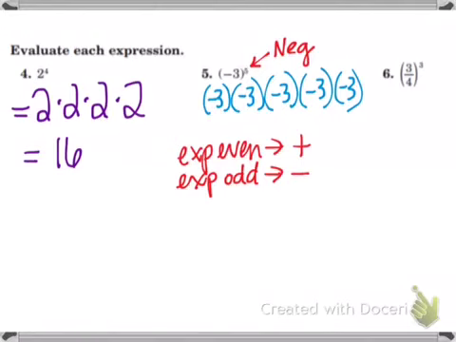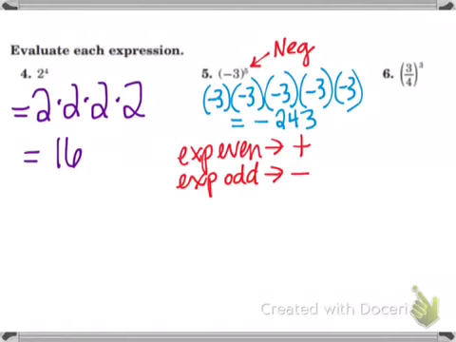Alright, so let's actually multiply this. I know it's going to be negative, because that 5 is odd. So 3 times 3 times 3 times 3 times 3 is 243. So my answer on that one is negative 243.